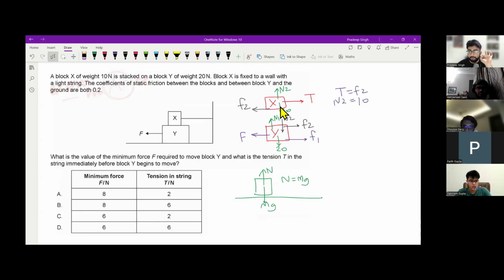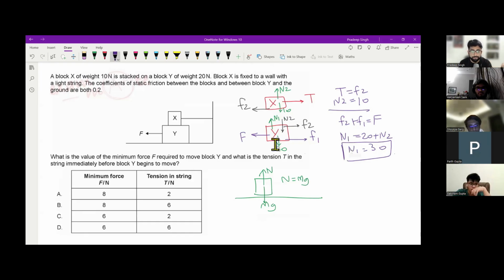Perfect. For Y, equate the forces. F2 plus F1 is equal to applied force. And N1 is equal to 20 plus N2, in the downward direction. Correct. And N2 is 10, which means N1 will be 30.